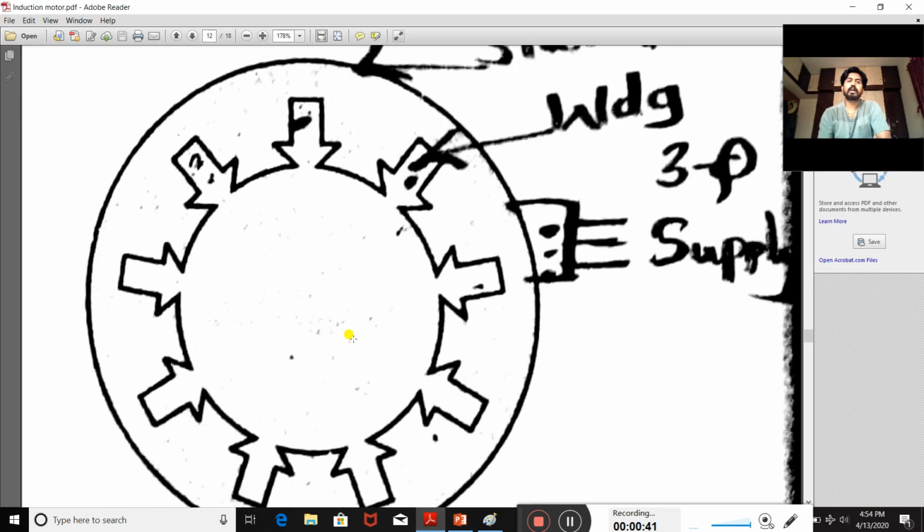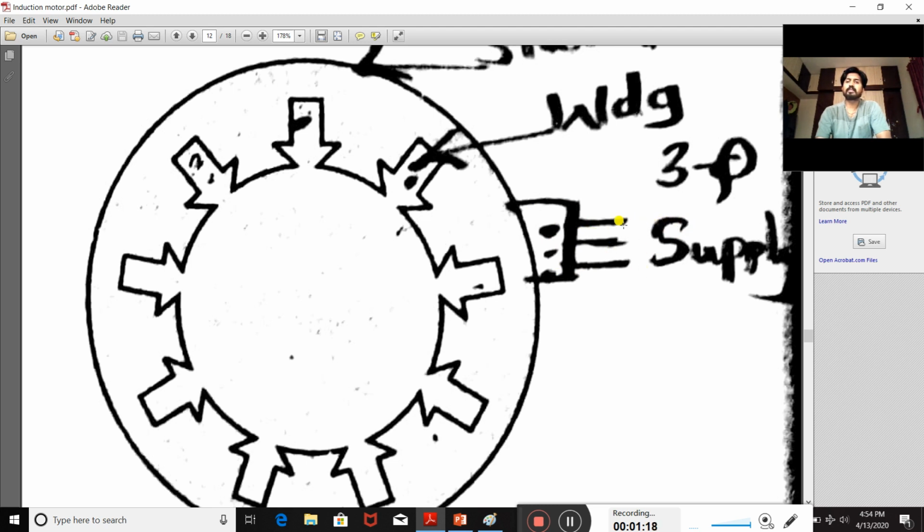Now in this diagram, consider this one is the stator core, and on the inner periphery of that stator, slots are provided, and in these slots winding will be placed. This will be a three-phase winding, connected in star or in delta fashion. After connecting in star or delta fashion, the other three terminals will be connected to the terminal box, and in this terminal box we can provide the three-phase AC supply.